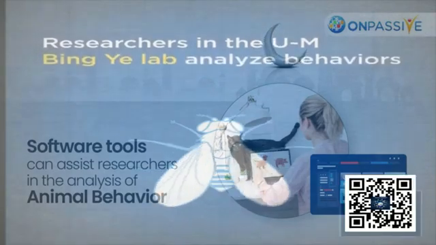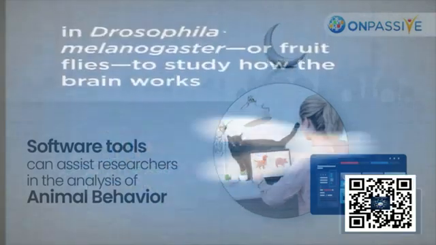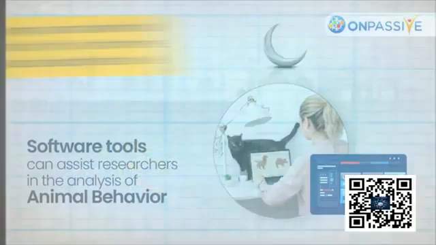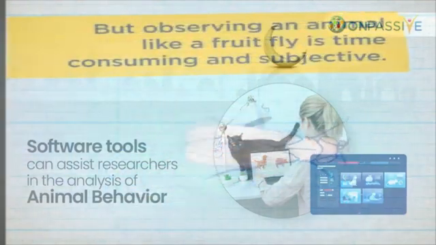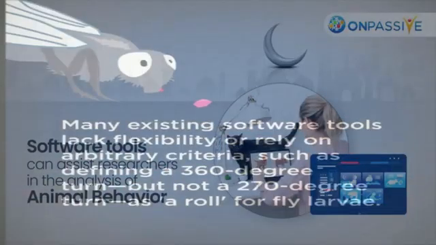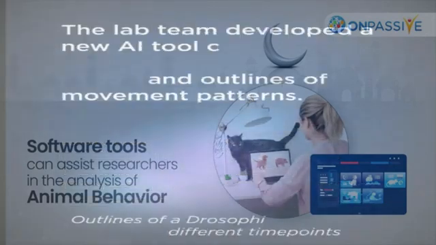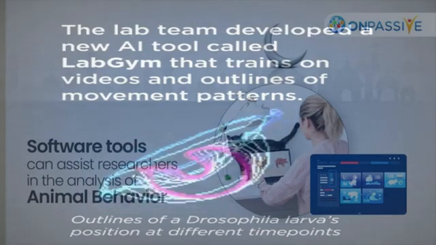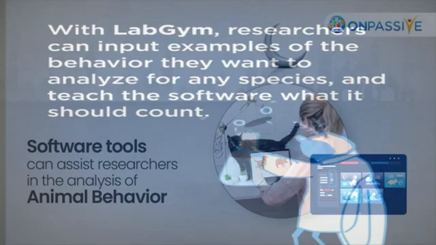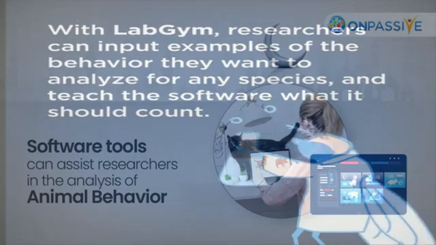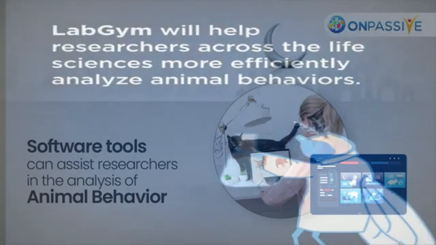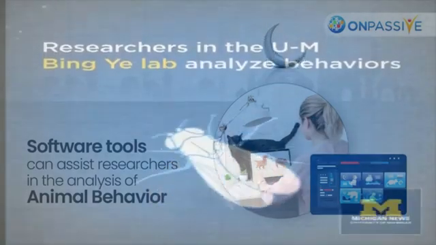A new open-source application simplifies animal behavior studies by leveraging the power of artificial intelligence. A team from the University of Michigan has created a new software tool to help researchers in the life sciences evaluate animal behavior more efficiently. LabGym, an open-source software, uses artificial intelligence to discover, categorize, and measure prescribed actions across multiple animal model systems.